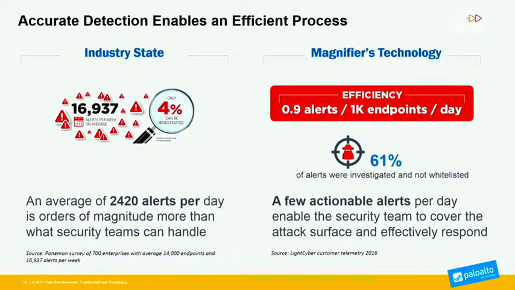Usually what we say is that Magnifier produces 1 alert per 1,000 endpoints per day. So instead of your IPS system causing tens of thousands of alerts, we give you 1 alert per 1,000 endpoints per day.